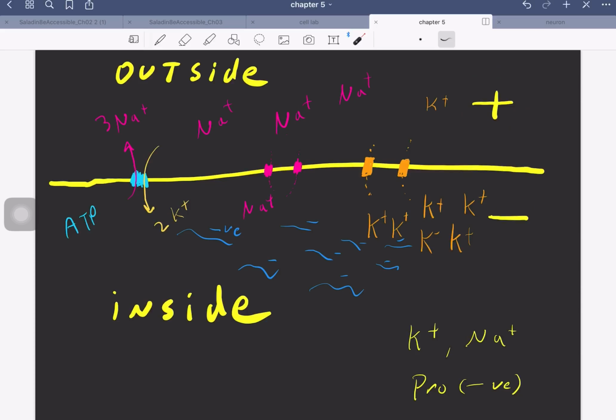Because, as we'll see when we talk about action potentials, an action potential is basically where we're going to open gates and sodium will flow in large amounts, making the inside more positive, and then potentially potassium will flow out to counterbalance that, and that will be part of the action potential.